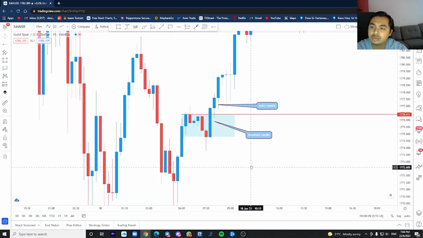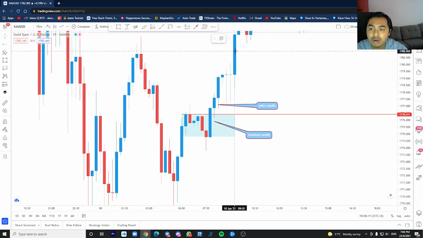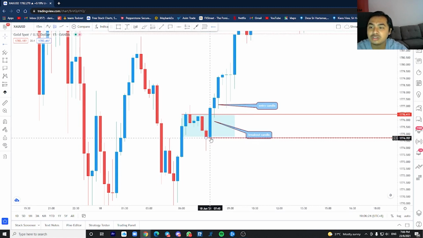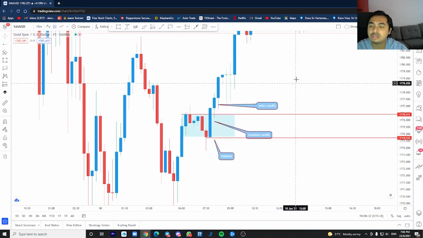Okay, so since we are looking for a buy because market is making new highs, we should look for the level of support on the breakout candle that should act as our stop loss. So this is the breakout candle. Where was the lowest point? Over here. So this becomes your stop loss.